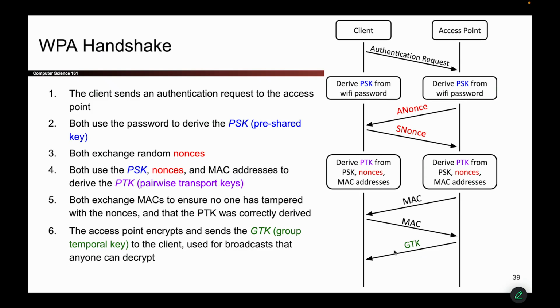And finally, one more thing we'll do is we'll have the access point send another key in green, which we'll call the group key. And this is useful if the client wants to broadcast messages to everybody. So something we'll see after this handshake is over is that these purple keys can be used by the client and the access point to exchange data between each other. But if the client wants to talk to everybody on the local network, they have to use this green group key so that everybody else can see it.